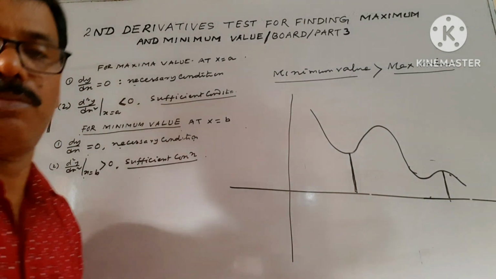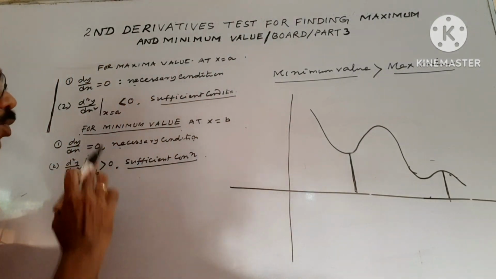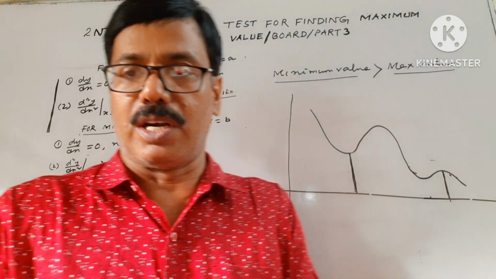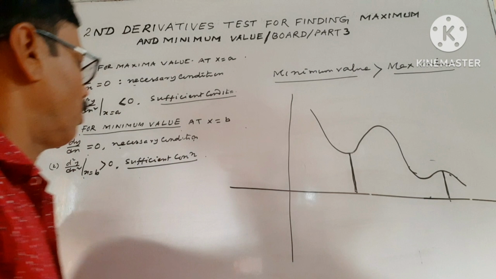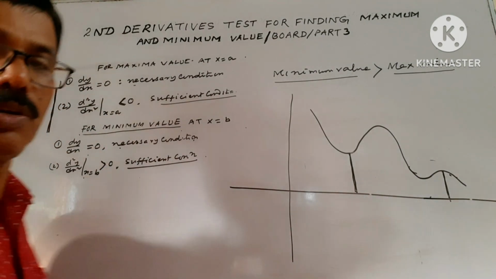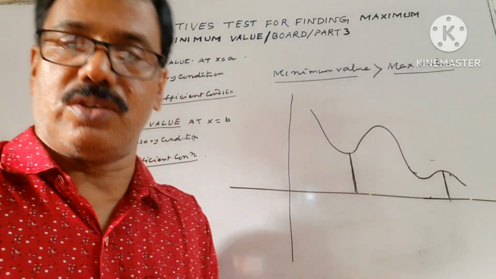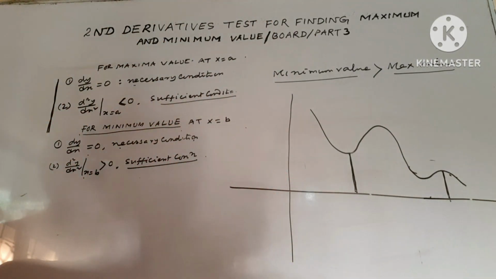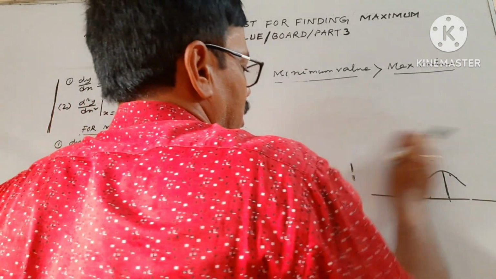And I have already discussed that points obtained by putting dy/dx equals to 0 are called stationary point or turning point. And points obtained by putting dy/dx equals to 0 or at points where first derivative does not exist are called critical point. So this is our working rule.